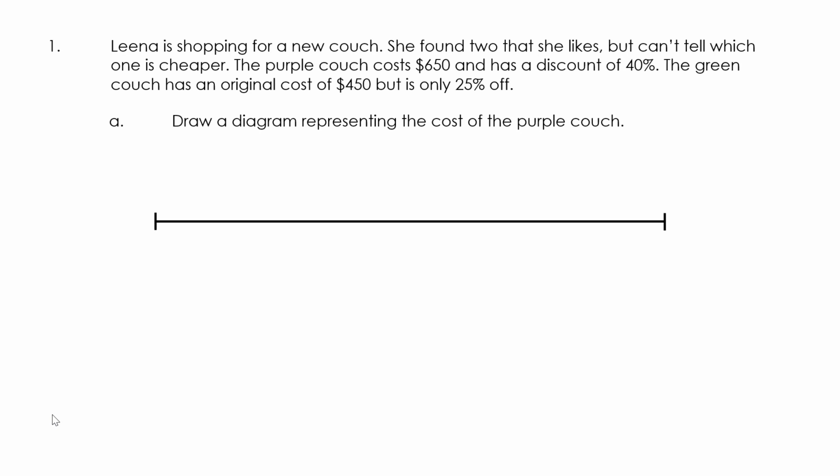So I will start with my line, my tape diagram. I'm going to talk about percentage on top and money on the bottom. So they will both start at 0 because 0% of the cost is going to be $0. 100% of the cost of the purple couch is going to equal $650.